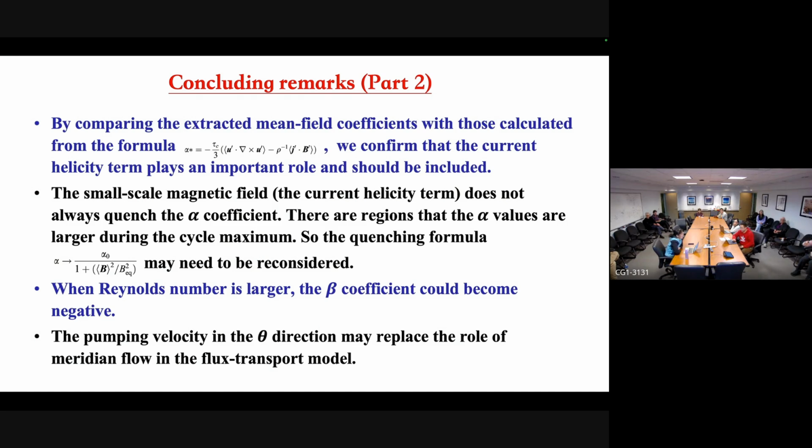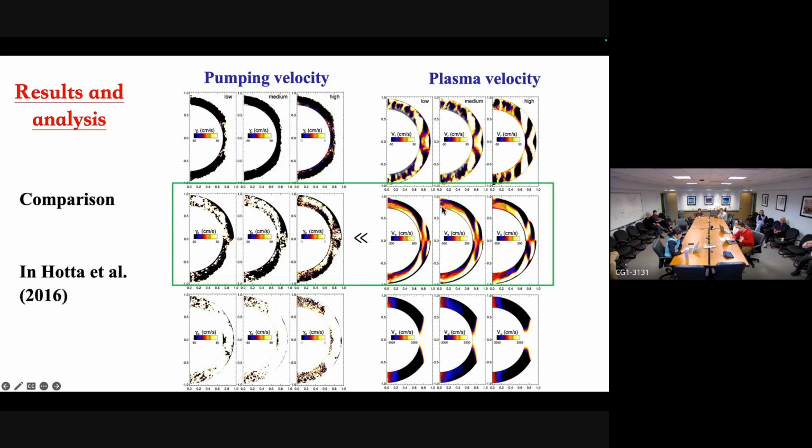The plasma flow, that's the meridional flow. Yes, this is the meridional flow. So the real plasma velocity, V theta. This is the V r, V theta, V phi. So the middle is V theta. V theta is the meridional flow.